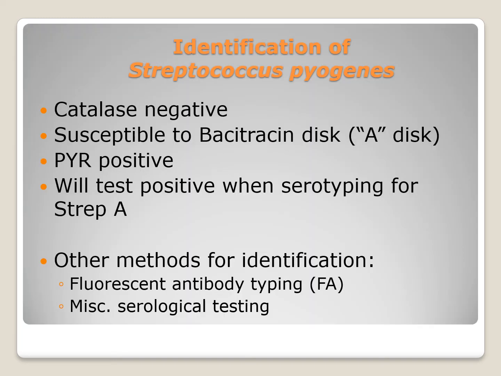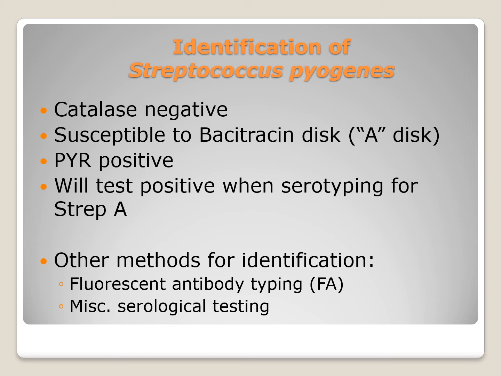Whenever we're attempting to identify Streptococcus pyogenes, the first thing we want to do is determine its catalase. If it's catalase negative, then we know it is a Streptococcus species, okay? Then we have to evaluate its hemolysis. We know that it's beta hemolytic, so it's appropriate to set up the bacitracin disc. If it is sensitive to the bacitracin disc, that's a good preliminary identification of Streptococcus pyogenes.